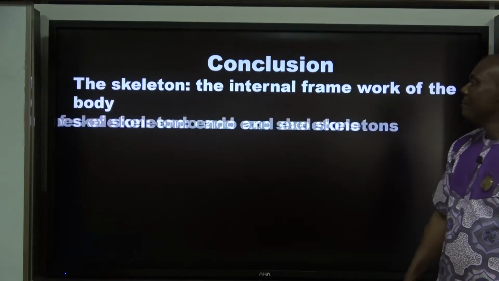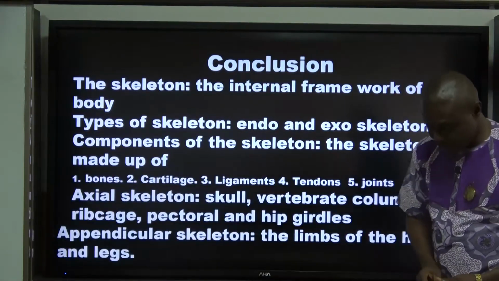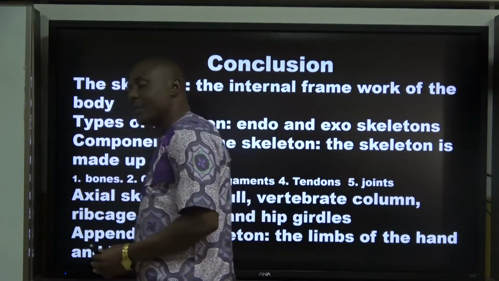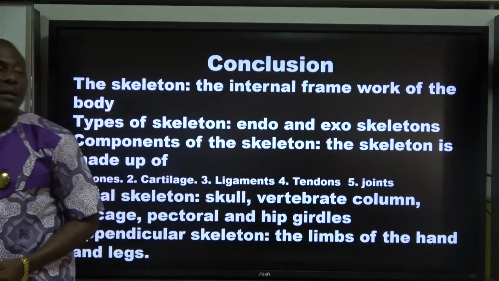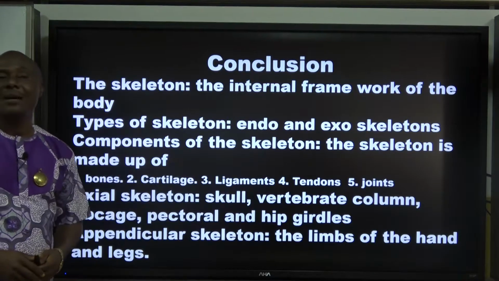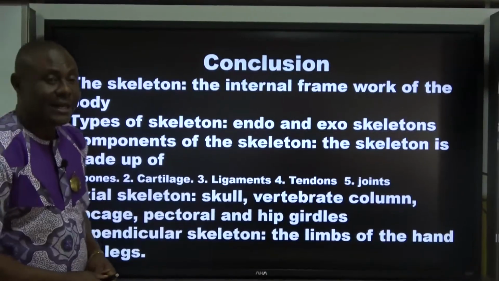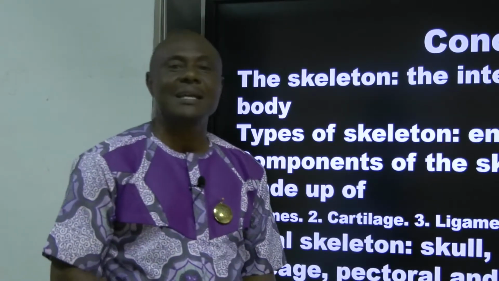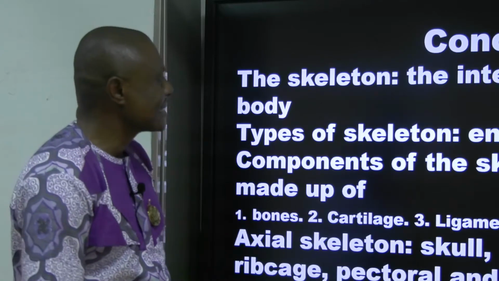Very good. First, we have seen the skeleton, the bones of the skeleton. I will say there are 206 bones of the skeleton. I will say that the skeleton is classified into 2. We have the external skeleton and we have the internal skeleton. The external skeleton is known as the exoskeleton, while the internal skeleton is known as the endoskeleton.